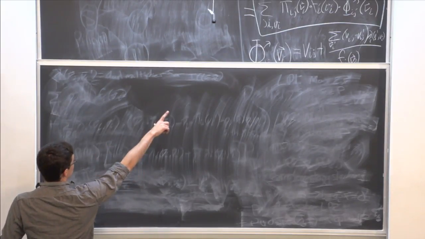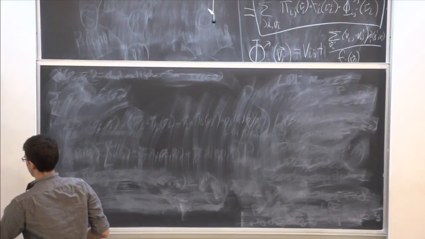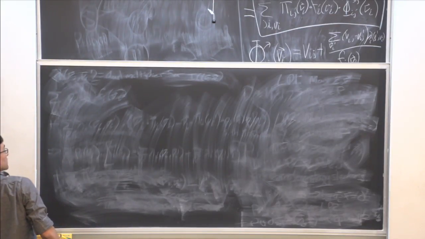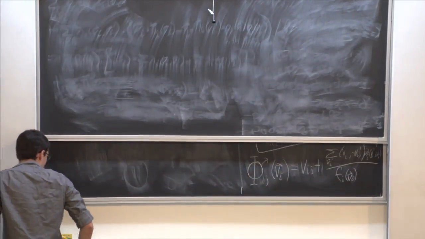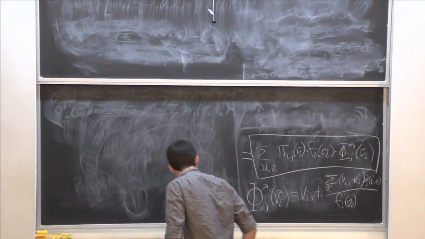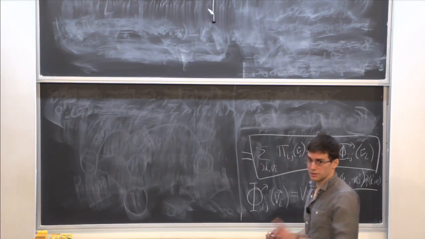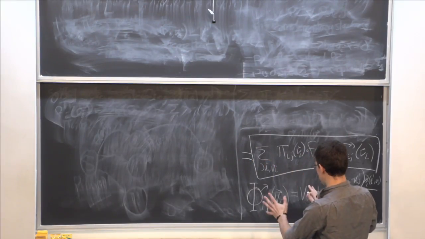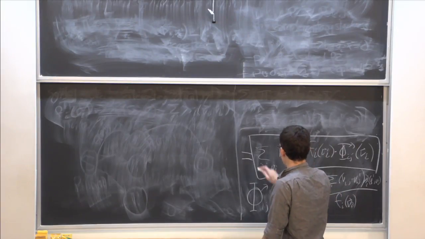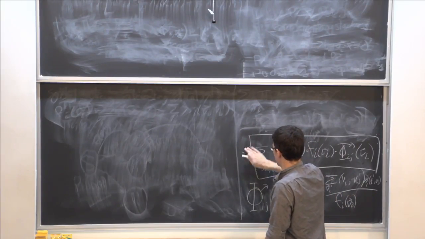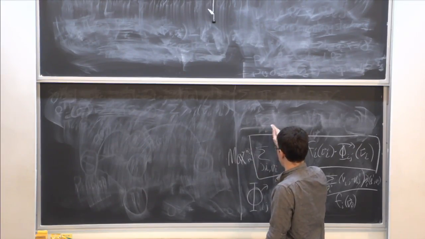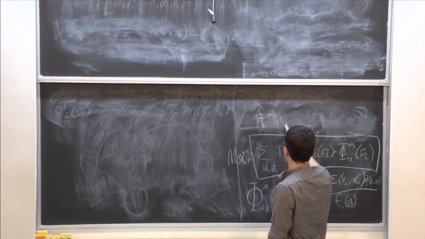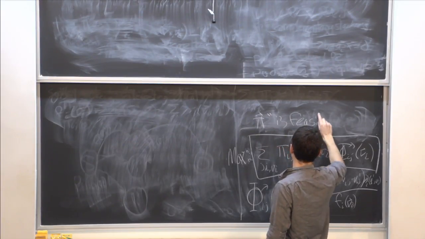Correct. So let's parse this one more time. Let me swap the boards and write one more thing up here. So this is the objective function that I erased and forgot to rewrite. This is for a fixed lambda. This is the objective function. We want to maximize this, and the constraint is that this pi has to be feasible.